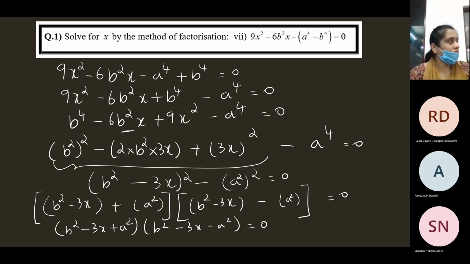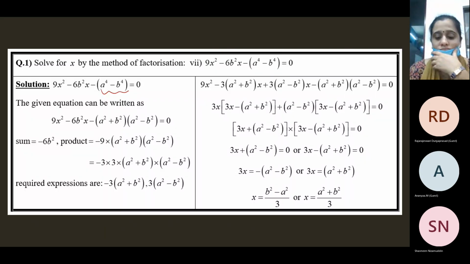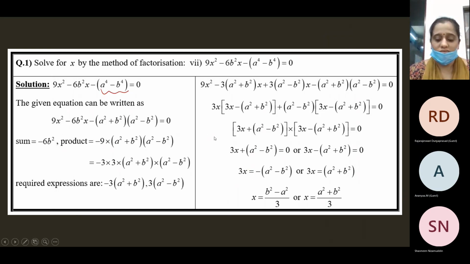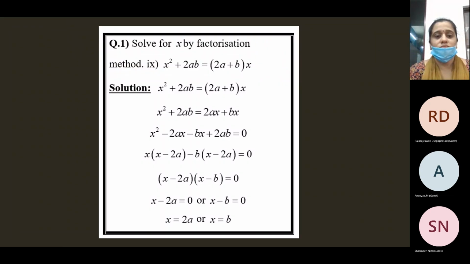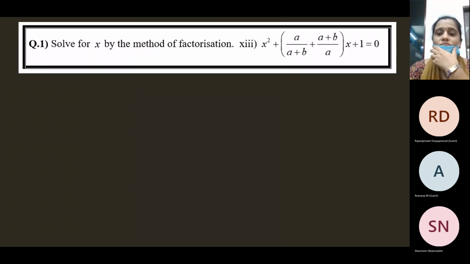Done? Done? Okay, next one. What about Ananya and Rajeshwari? Sashmin, good evening. All right. Completed. All right. Yeah, do this one.